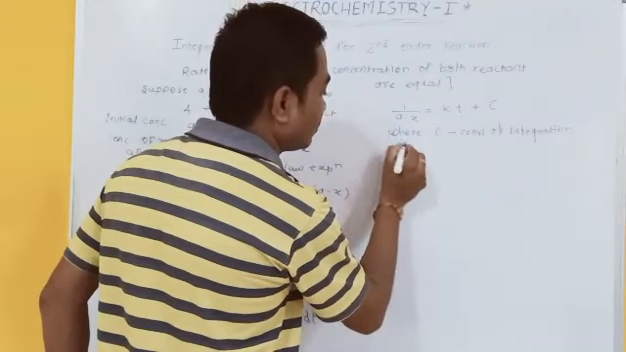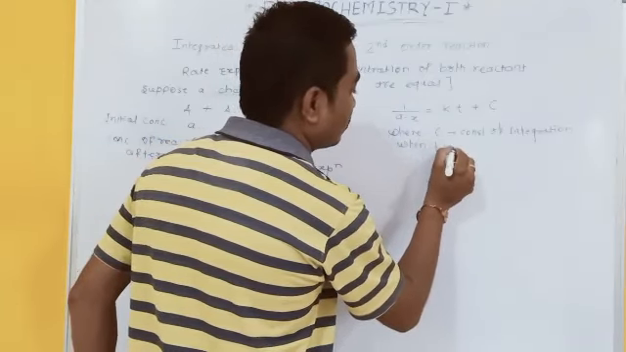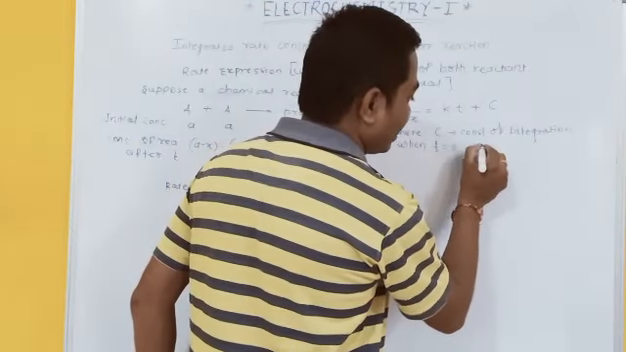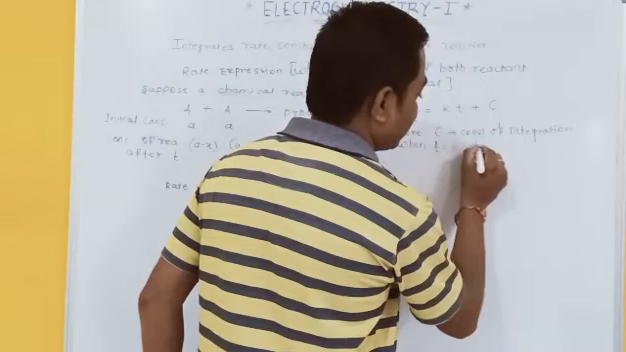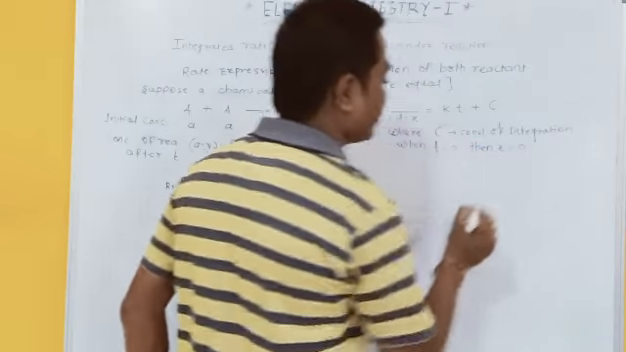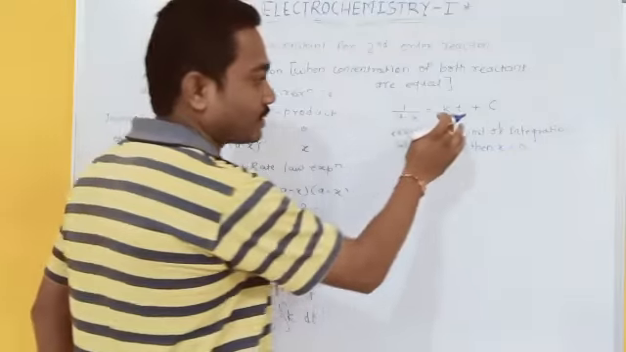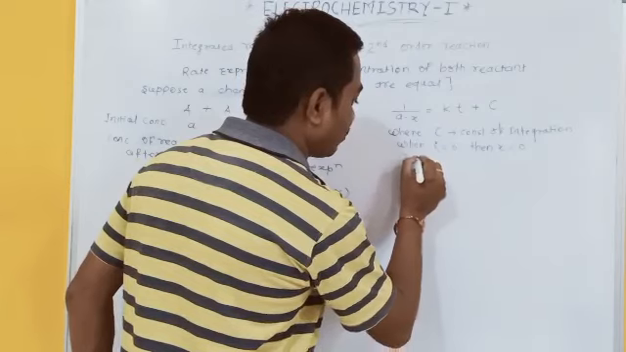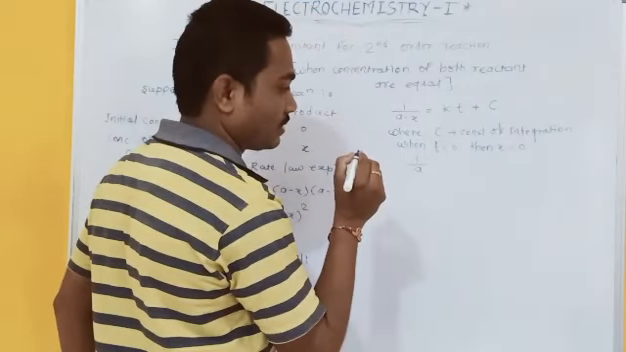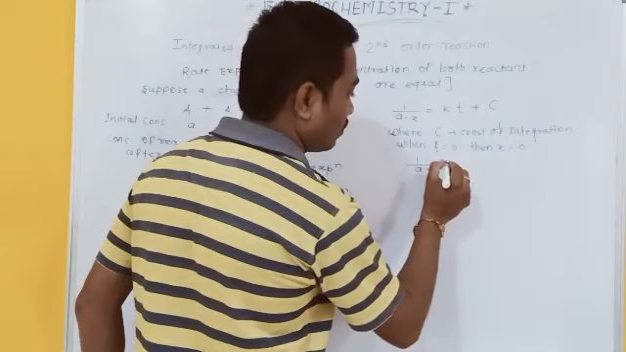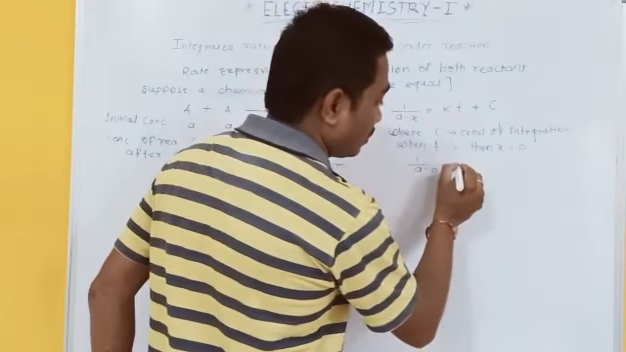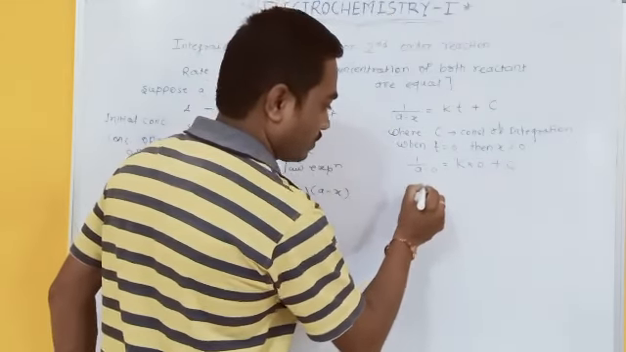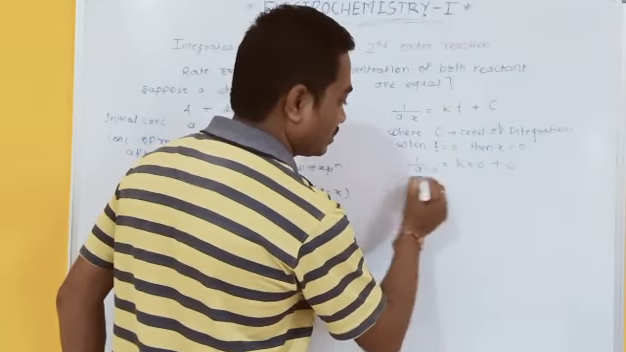When t is equal to 0, that means at the start of the reaction, x is always equal to 0. At the start of the reaction t is equal to 0, then x is equal to 0. Therefore put this value in the above equation, then it gives 1 by (a minus 0) is equal to k into 0 plus c, so 1 by a is equal to c.